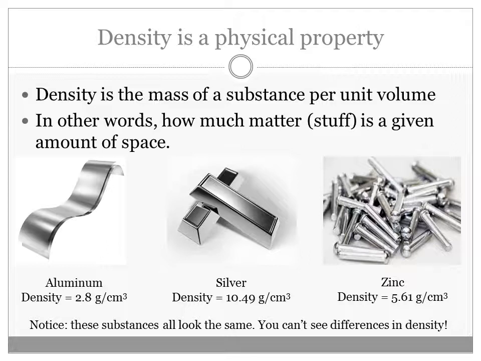If I picked these all up and I had 1 centimeter cubed of each of them, certainly silver would feel the heaviest, because in 1 centimeter cubed it has 10.49 grams, where the others only have 5.61 and 2.8. So density is like, if you have the same volume, then you can compare the masses, to see which one's more dense.